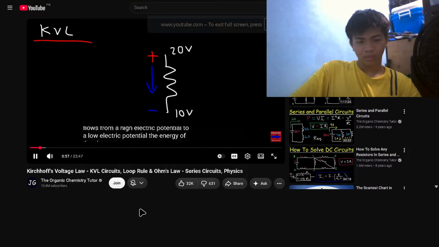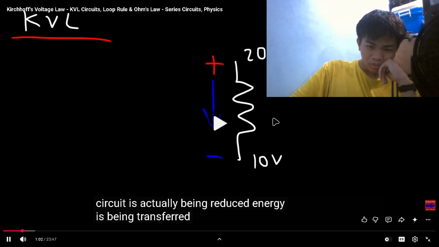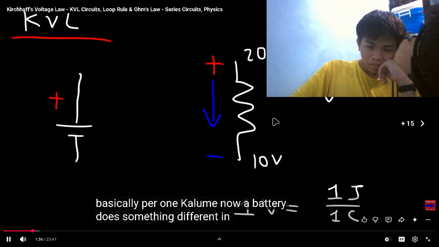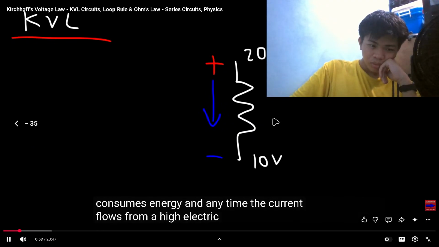In this video, we're going to go over Kirchhoff's voltage law. Whenever current flows through a circuit from a high to a low electric potential, the energy of the charges that are flowing in that circuit is actually being reduced. Energy is being transferred from the charges to the resistor, reducing the energy per unit charge. And when you see this, it's because the battery is transferring energy from a high voltage.